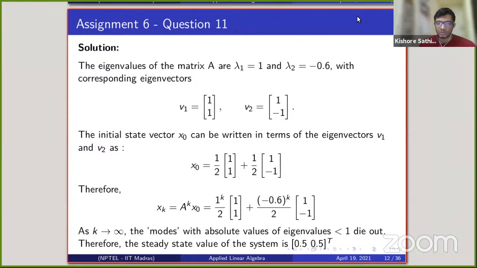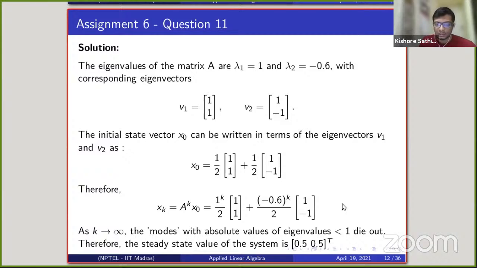So A times x0 is going to be A of half times (1, 1) plus half times (1, -1). Since both of these are eigenvectors, A times (1, 1) is going to be just 1 times (1, 1), and A times (1, -1) is going to be equal to minus 0.6 times (1, -1). That's how we get x1. We again apply A to x1, we do the same thing over and over, and we finally get A raised to k times x0, and that will be equal to xk.